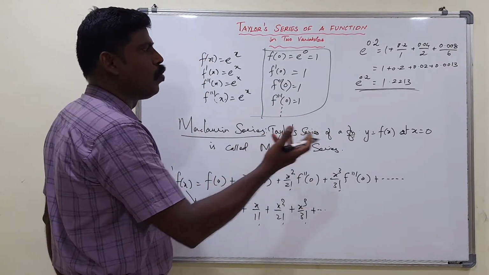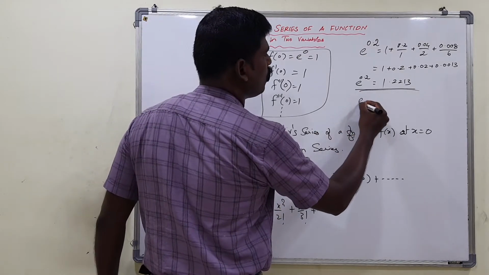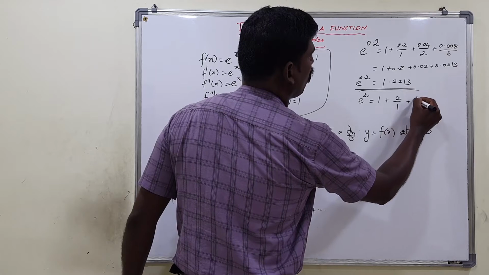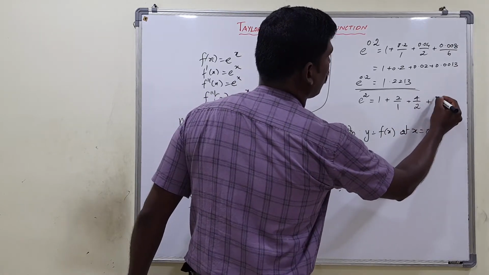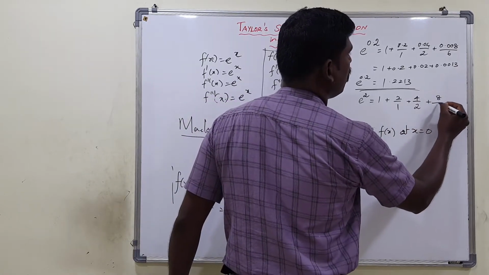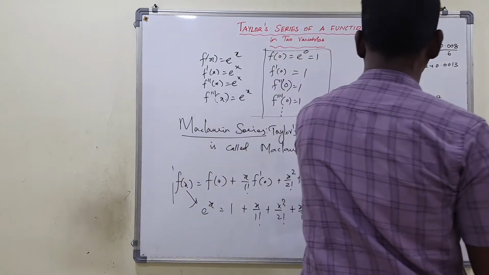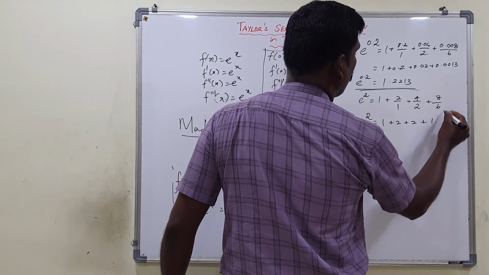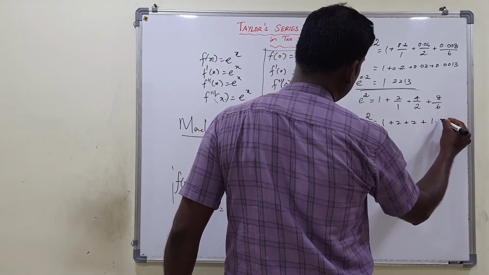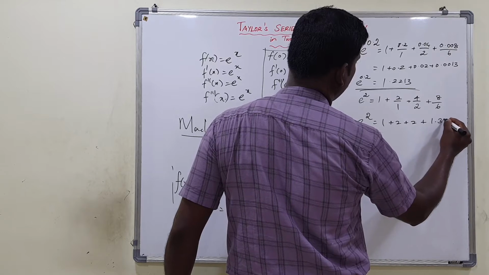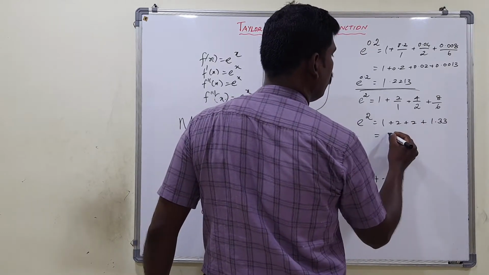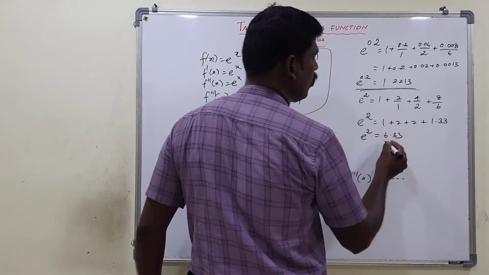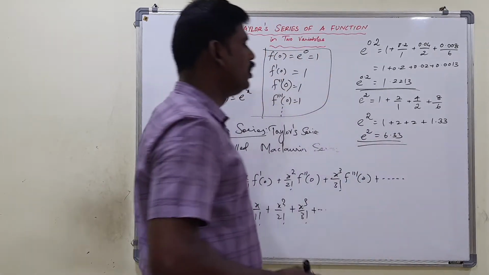Okay, 0.2, 0.5, 1, 2. For example, e power 2. Suppose you want to find out e power 2. What will you get? 1 plus 2 by 1, plus 2 square by 2 factorial, which is 2, plus 2 cube, 8 by 6, isn't it? So e power 2 is equal to 1 plus 2 plus 2 plus 1.33. So what do you get? 5, 6, 6.33.